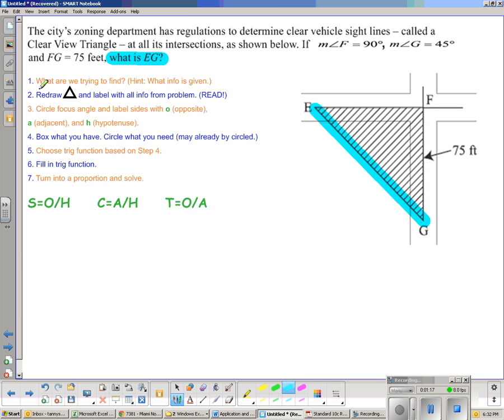Okay, so the next step is redraw the triangle and label it with all the information from the problem, because sometimes the information is not on the figure. You have to put it on the figure in order to use it. Okay, let me go ahead and grab a marker.